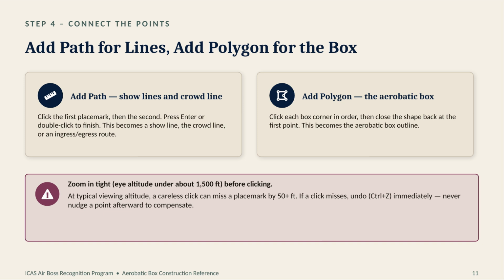One caution before you start clicking. Zoom in tight to an eye altitude under roughly 1,500 feet before you click anything. At typical viewing altitude, a careless click can miss a placemark by 50 feet or more, and that error then propagates into every measurement downstream of it. If a click misses, undo it immediately with Control-Z. Never nudge a point afterward to compensate. That's the same eyeballing mistake the whole coordinate typing method exists to eliminate.